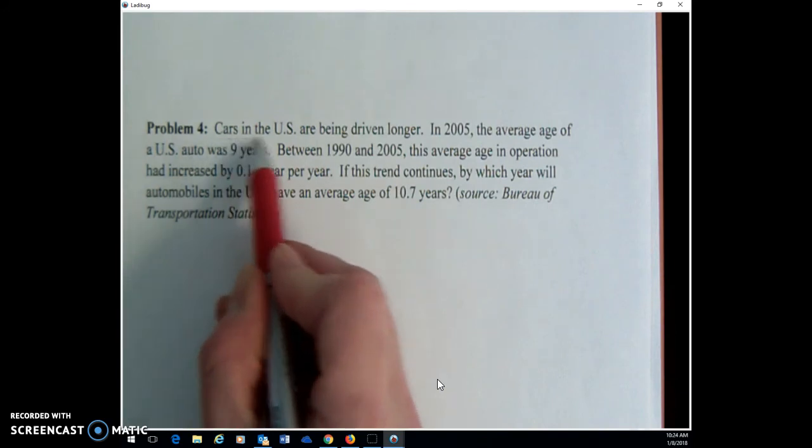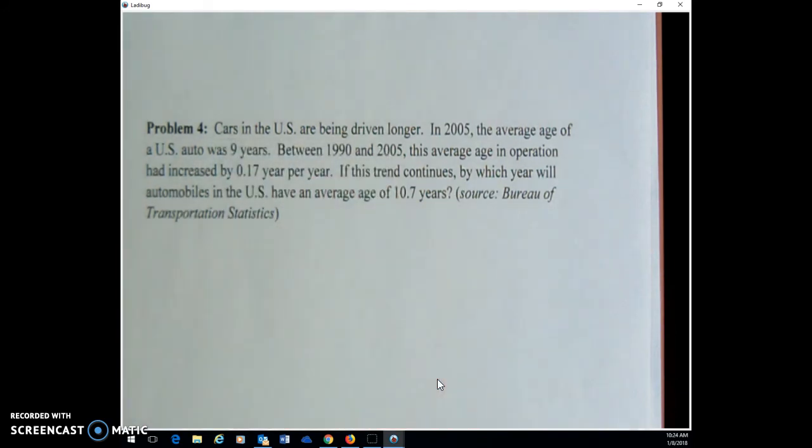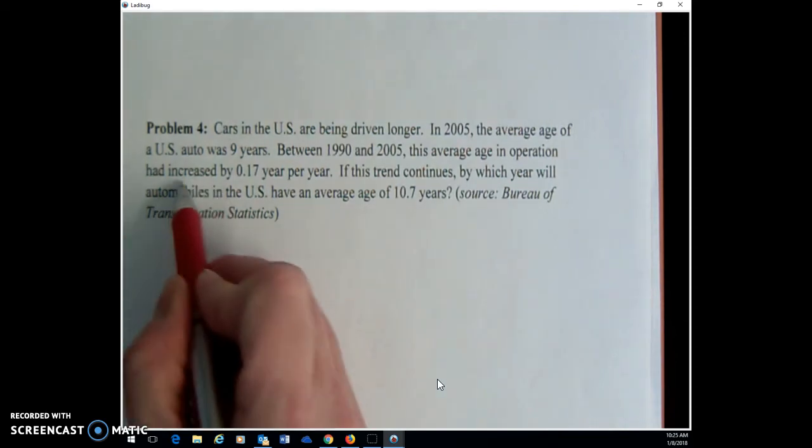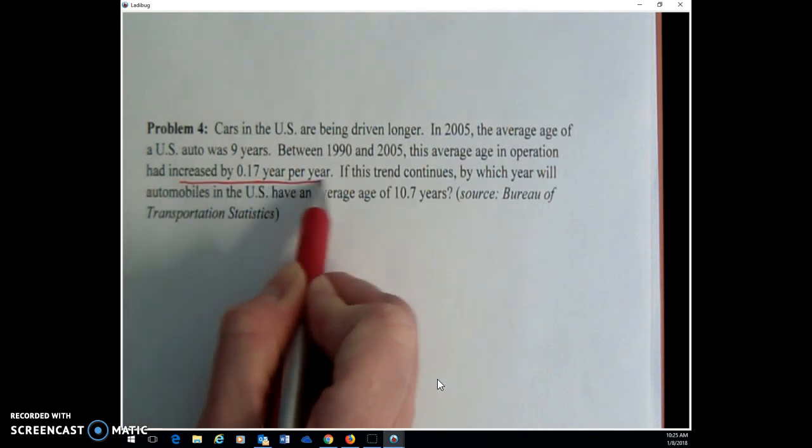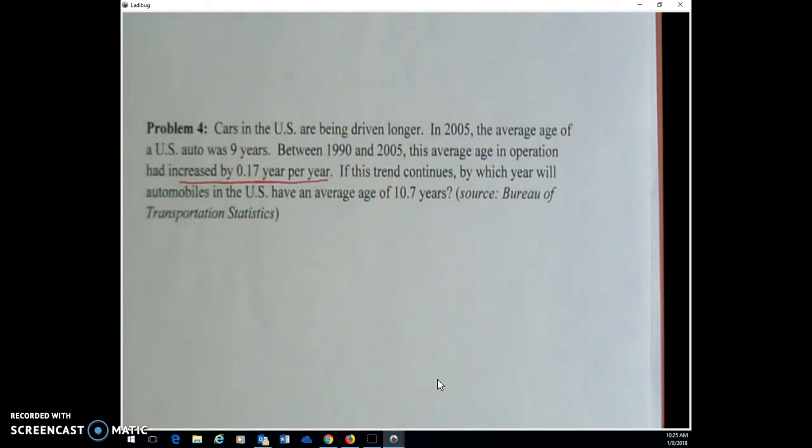So we have cars in the U.S. are being driven longer. In 2005, the average age of a U.S. auto is 9 years. Between 1990 and 2005, this average age in operation had increased by 0.17 per year. If this trend continues, by which year will automobiles in the U.S. have an average of 10.7 years? And I will give you a hint that this was written a few years ago. Our book is a little older.